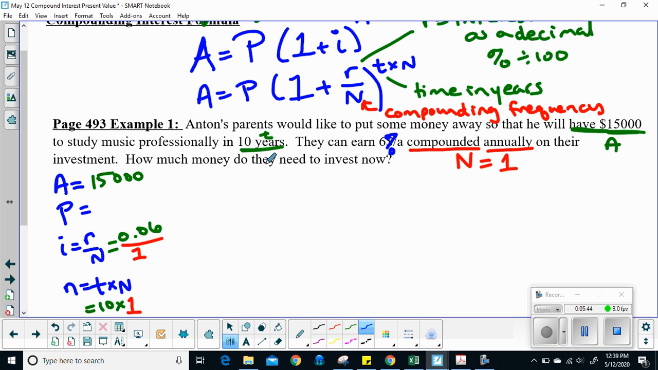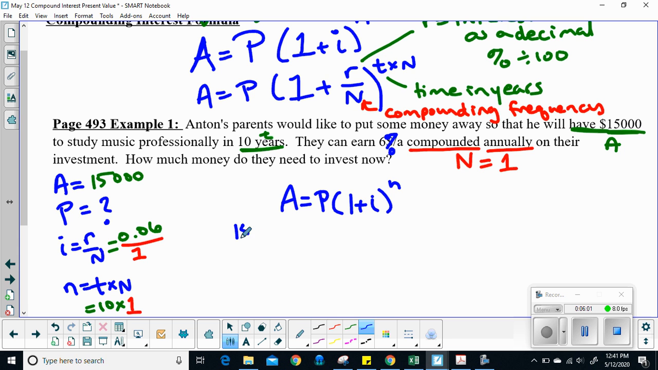And how much money do they need to invest now? So that means that my principal is my... Okay, so where are we at? Let's do A equals P bracket 1 plus i to the little n. We always start with our formula.